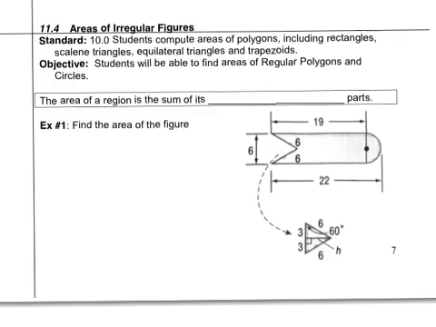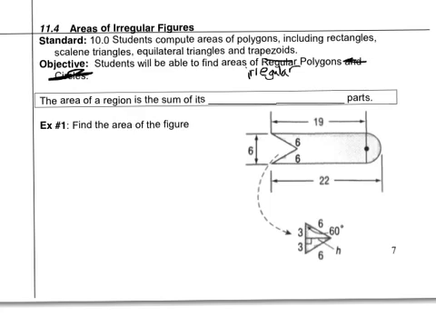Alright, areas of irregular figures, 11.4. Objective: students will be able to find areas of regular polygons and circles. Actually, I think that it's irregular. Irregular, and we already did circles, so sorry about that, little typo in the objective.